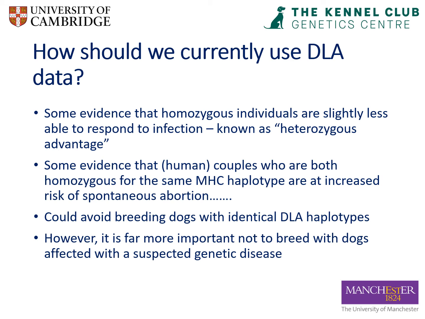So it may be possible to avoid breeding dogs with identical DLA haplotypes, and that would obviously help to maintain diversity. But of course, it's far more important really not to breed with a dog affected with a suspected genetic disease. So probably in most cases, DLA typing would represent the last tool you would consider when breeding and prioritising your health concerns, along with the characteristics you want to keep in your breed.